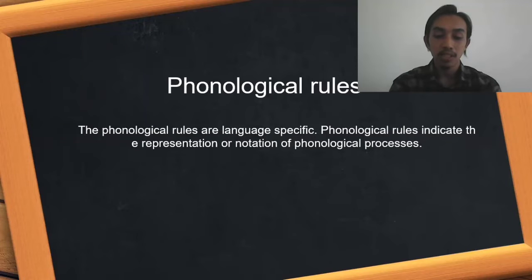There are three types of information about phonological rules. The first is which segments change, the class of phonemes affected. And how they change, the phonetic change. And then under what conditions, the phonological environment.